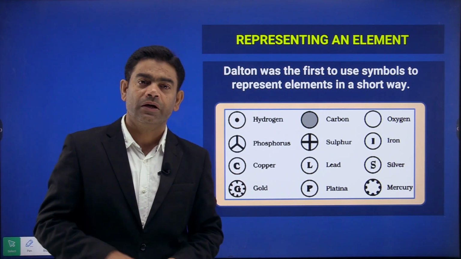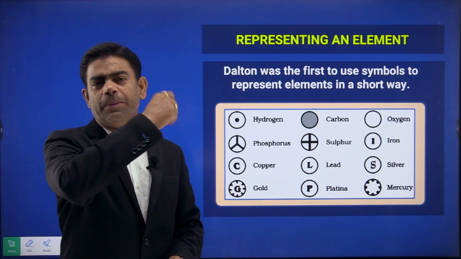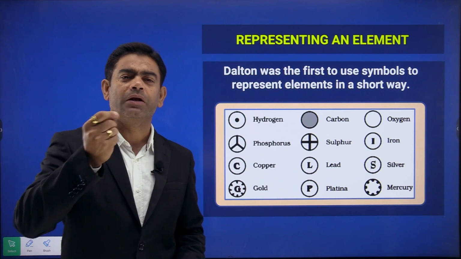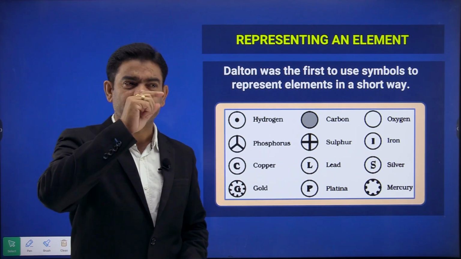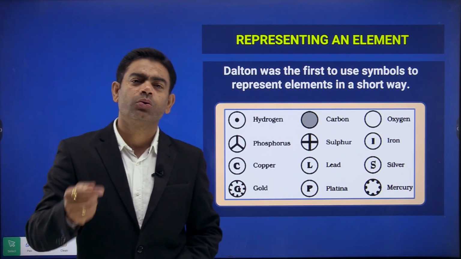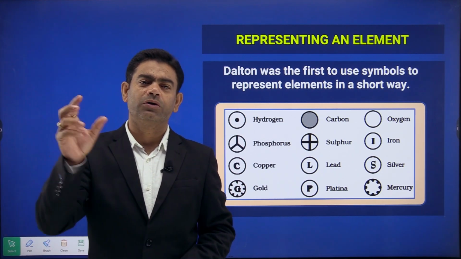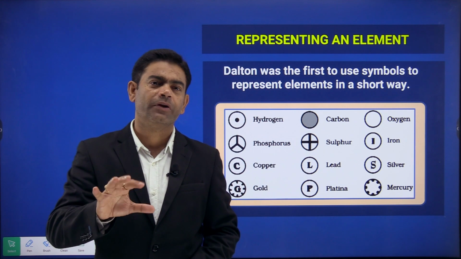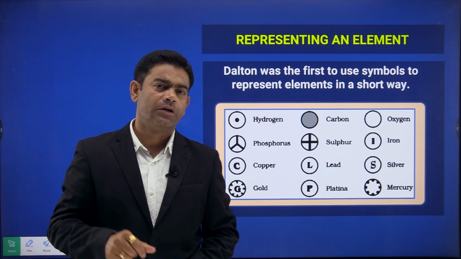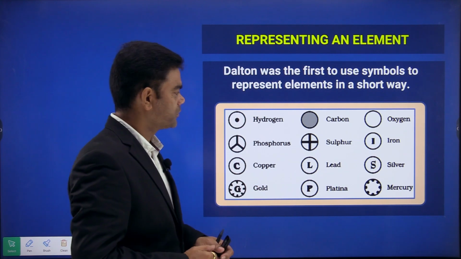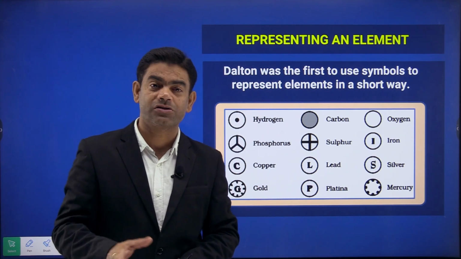Okay, how do we represent an atom? Ek atom hai, so jab bhi koi chemical reaction likhna padta tha, scientists jo pehle the, they have to write the whole name. They thought, why not use some representation for the atoms? Why write the whole complete name everywhere? Why not use some symbols or something to understand it? Shortcut. So, here Dalton was the first person who started using symbols in place of using names.